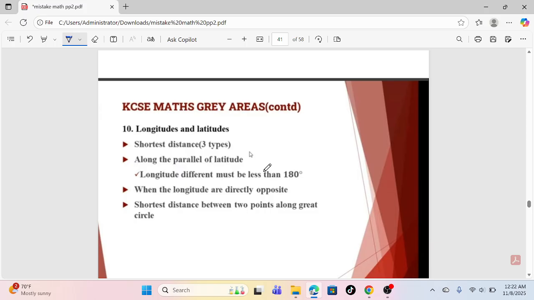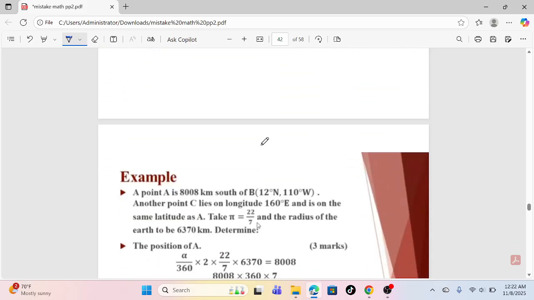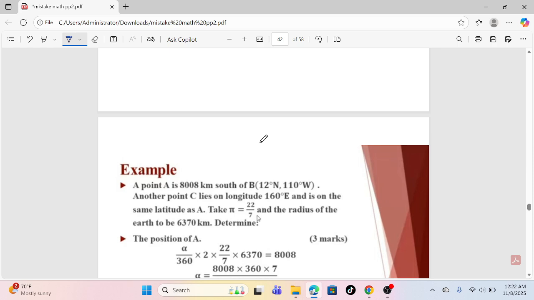Longitude and latitude, shortest distance. So longitude and latitude inakuwa na shortest distance inakuwa na type along the parallel of latitude. Longitude difference must be less than 180. When the longitudes are directly opposite, shortest distance between the 2 points is along a great circle. So sometimes swali zingine hata inaweza kuwa exact wakuulize nini the shortest distance between point A and B, then wakuulize tu, yani kwa direct. Swali zingine inaweza kuwa direct.